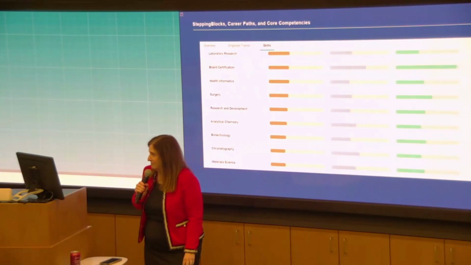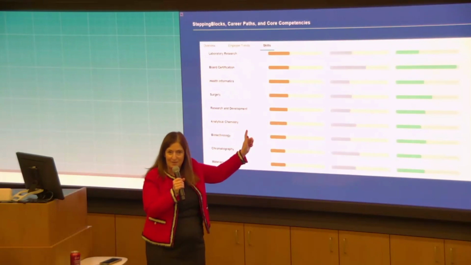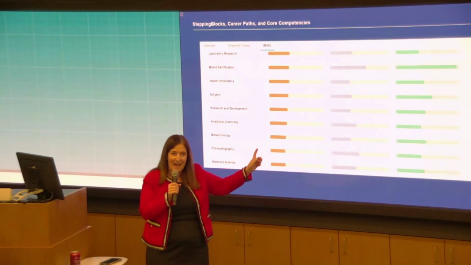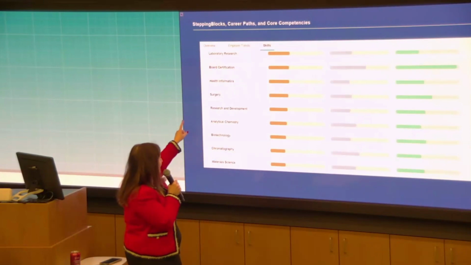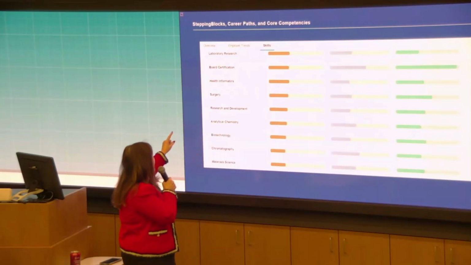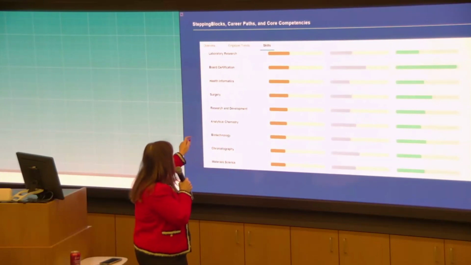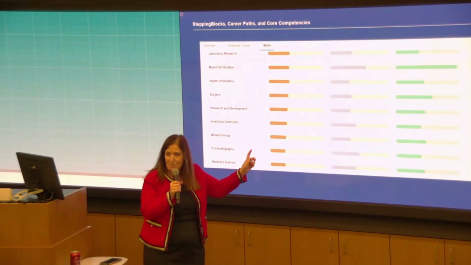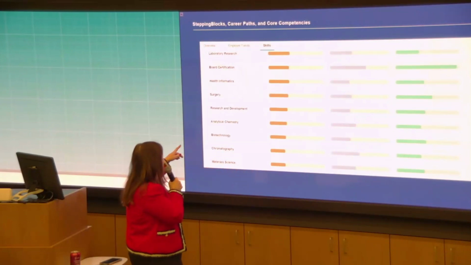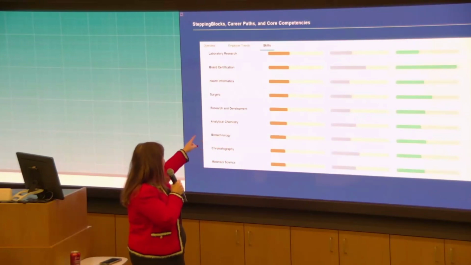So you can see if we look up here, laboratory research, that is probably something they should be learning in their BS in chemistry. Yes. And it's a clear skill. It's the top skill that comes up. Board certification, we're probably not supposed to be teaching them that, so we could put that one away. Health informatics, we may not be directly teaching them that either. That might not be something they're getting in their BS in chemistry. They're certainly not using surgery, but research comes up again, research and development.